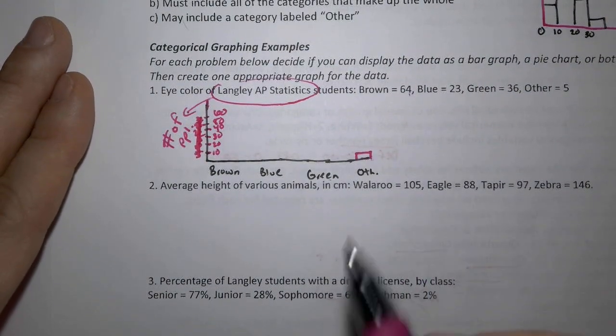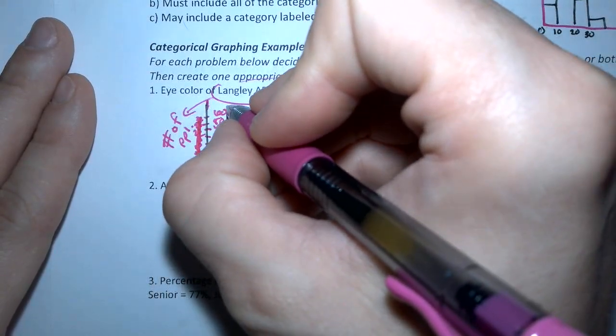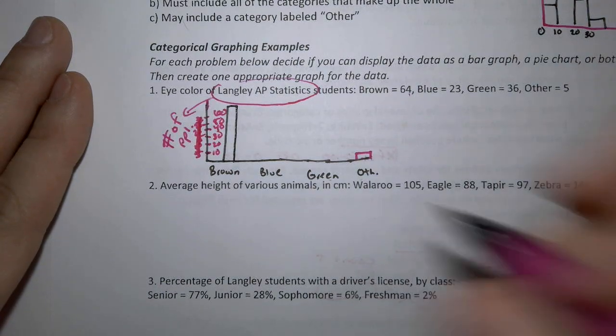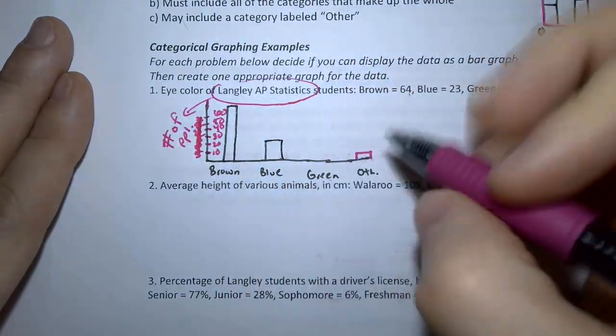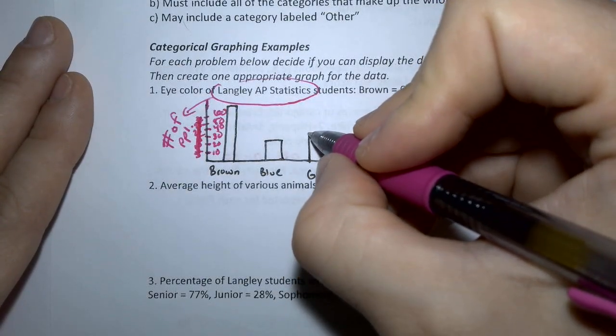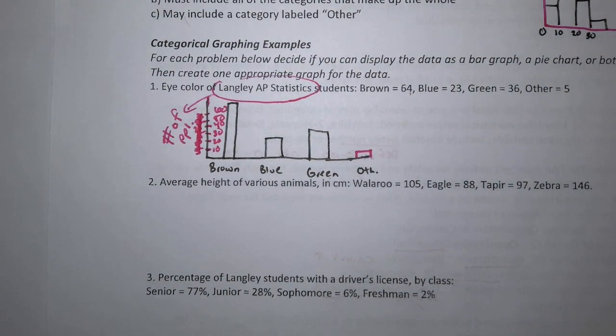All right. Brown, we need to have 64, so that would be all the way up a little bit higher than 60. Blue, we need to have 23, so we go to the 20. We go up by a smidge. Green, we should have 36, so up to 30 and a little bit more. And we've already done the other. And the bar graph is complete.